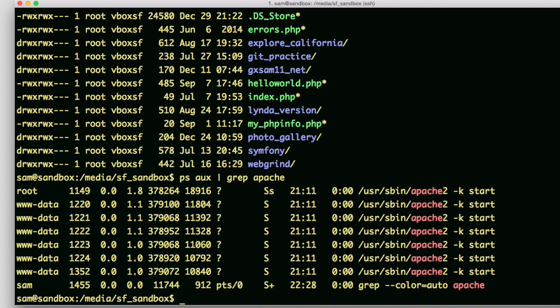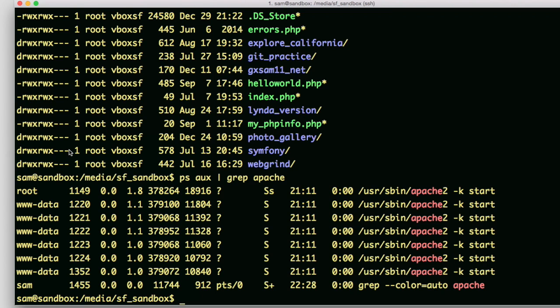On my server, my user is Sam, S-A-M. The web server user is www-data. So those are the relevant users. The other relevant users are root and VBox SF. Root is actually the user of all my web files. I mean, he's the owner of the web files. The group, which is related to my web files, is VBox SF. Now, Sam and www-data, those two users are members of VBox SF.